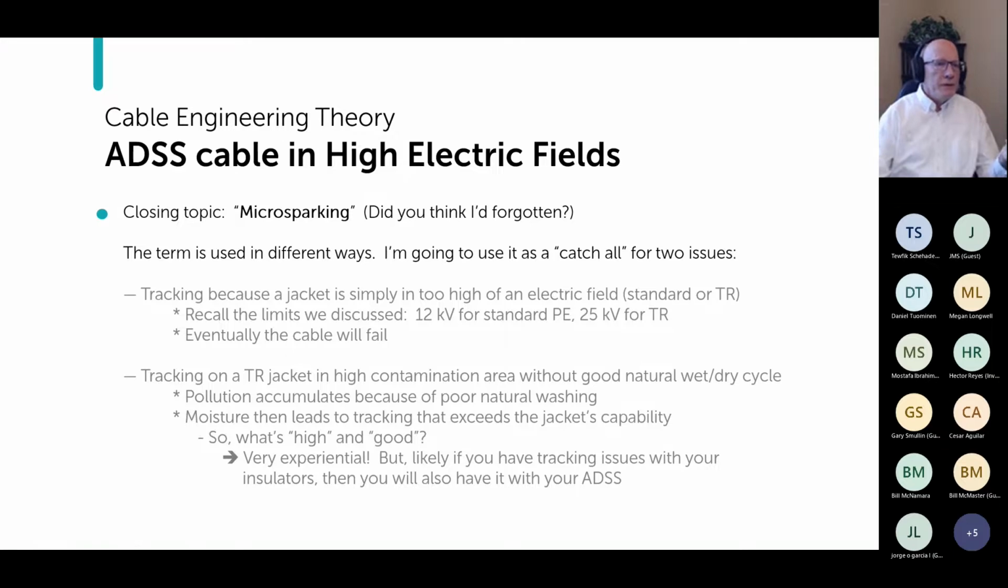So then the two solutions are either don't use ADSS, meaning go to OPGW or some other fiber optic cable solution, or the other possibility is if you are normally washing your insulators because of this kind of a problem with insulators, well, yes, you can wash your ADSS too. Now, people might object to doing that. It takes too much water. Are you crazy? Whatever. But as a theoretical solution, I throw that out there as a possibility. So, microsparking.